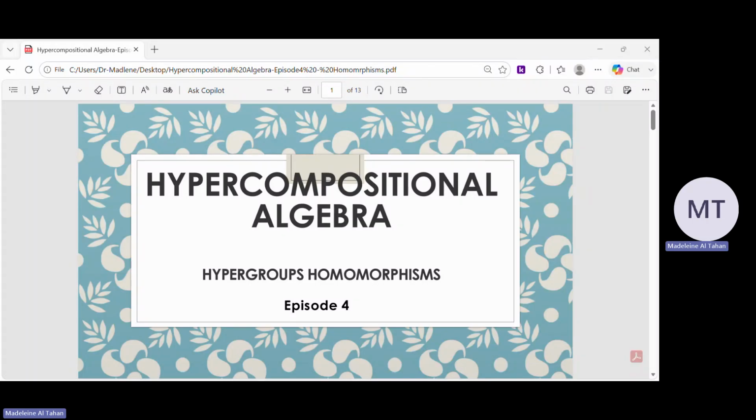In the previous episode, we learned how to identify subhypergroups and saw why they are important in understanding the internal structure of hypergroups. Today, we move one step further by studying homomorphisms, the maps that preserve the algebraic structure between hypergroups. Homomorphisms allow us to compare different hypergroups, transfer properties from one hyperstructure to another, and ultimately determine when two hypergroups are essentially the same.